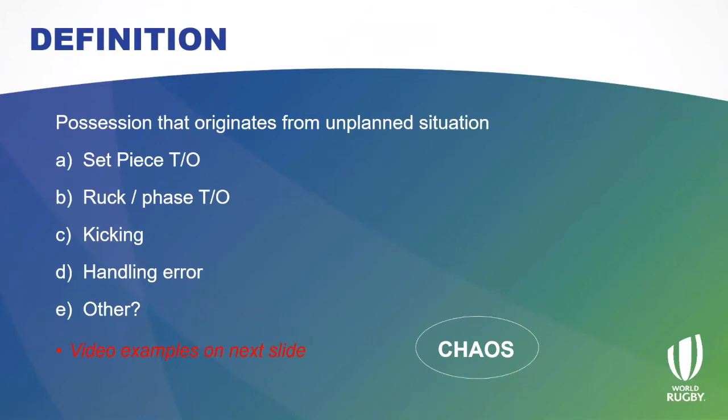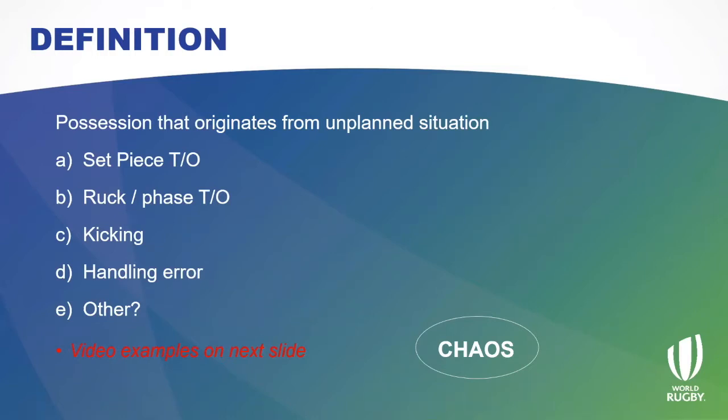So the definition of unstructured attack is any possession that originates from an unplanned situation. So it's the most unstable situation in the game. It might be from a set piece turnover. It can be a turnover from a ruck. Any sort of kicking is generally unstructured. A handling error. Are there any other examples you can think of? The basis of all of those situations is that it's chaotic because you don't know where the opposition's defence is going to be or how they were attacking, and therefore you get a situation to take advantage of their instability.